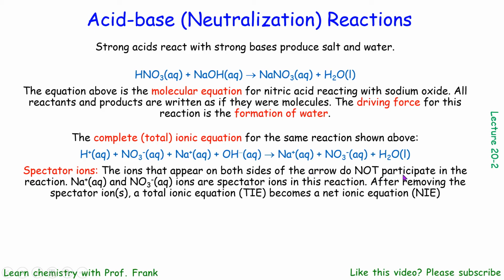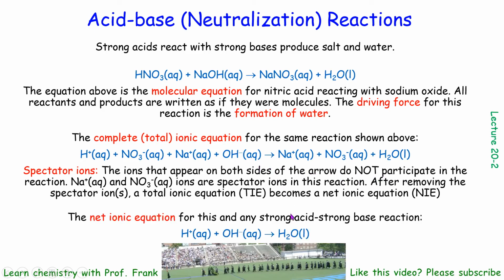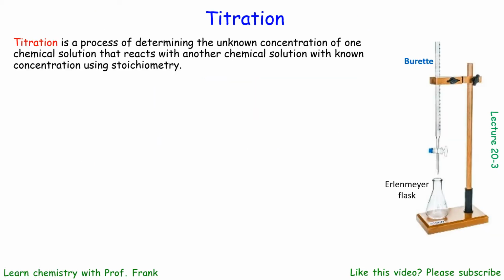So therefore, after we cancel those spectator ions, we will obtain the net ionic equation. In other words, after canceling those spectator ions, the total ionic equation becomes the net ionic equation. So in this case, we only have hydrogen ion reacting with hydroxide ion forming water.